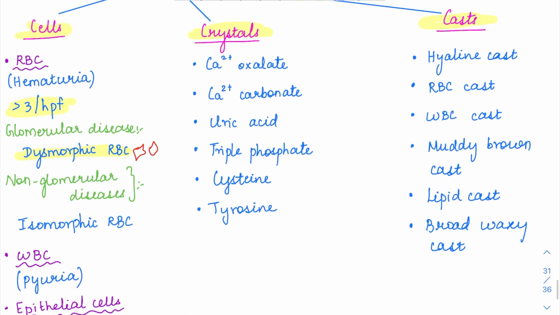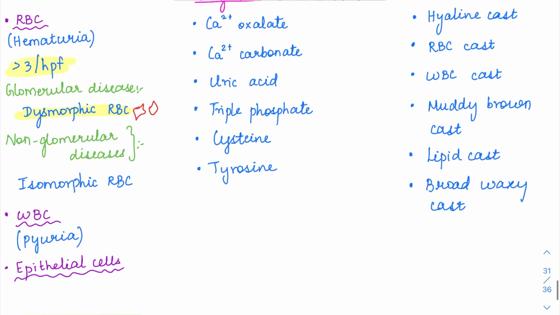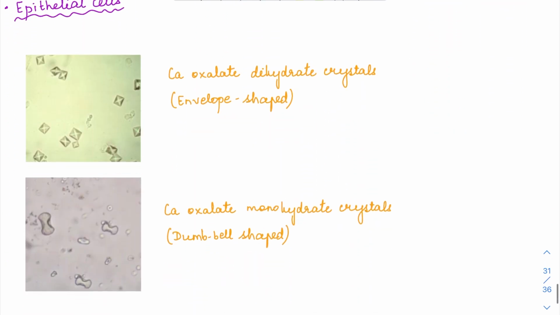Then we'll see about the various crystals. What all crystals can we see in urine normally? So calcium oxalate, calcium carbonate, urate crystals, then triple phosphate crystals, cystine crystals, tyrosine crystals, and many other abnormal crystals related to drug usage can also be seen. So let's see it along with the image-based questions.